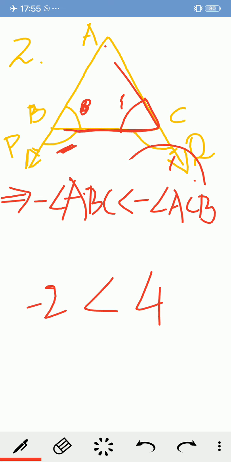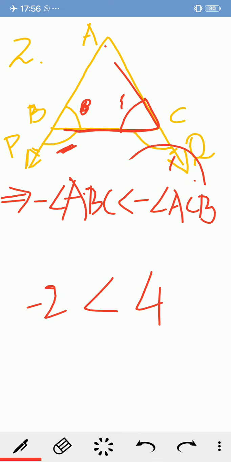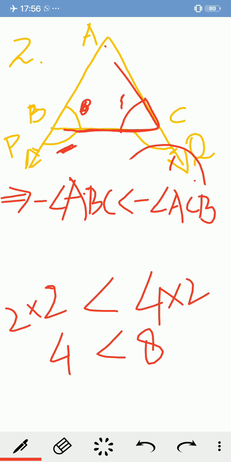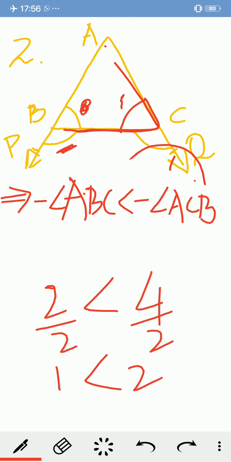Now, if I add 1 to both sides, what do I get? 3 is less than 5. It's again true. No problem in that. What if I subtract 1 from both sides? 2 minus 1 is 1, less than 4 minus 1 is 3. It's still true. 1 is less than 3. Now, what if I multiply 2 throughout? You get 2 2's 4 is less than 4 2's 8. No problem again. 4 is indeed less than 8. Now, what if I divide by 2? 2 by 2 is 1, less than 4 divided by 2 is 2. Again, it's true because 1 is less than 2.